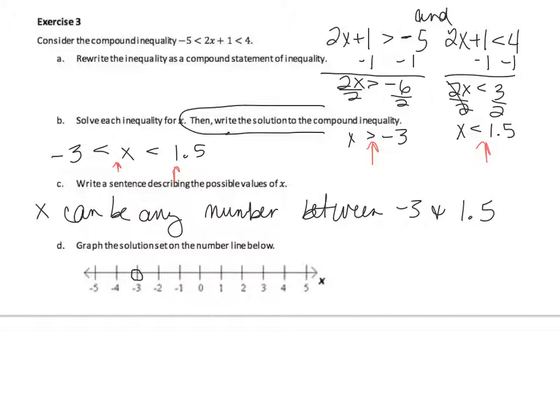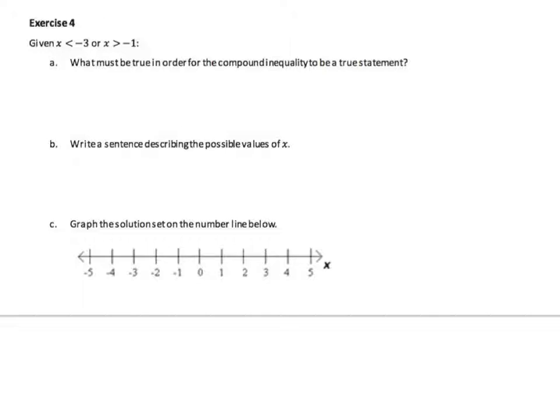Negative 3, 1.5, and anywhere in between. Okay, so now we have an or statement, right? When they're written like this, well, this one has an or, so we know that your solution is probably going to look like this on your number line.